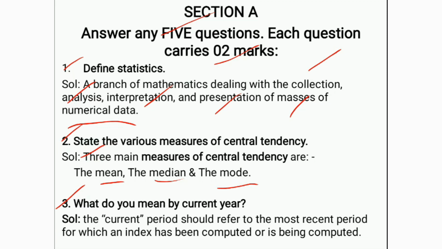This word current year is used in index numbers in statistics. The current year or the current period refers to the most recent period for which an index has been computed or is being computed. So current year is the most recent year which is used for calculating the index number. Base year is a year which is used to compare, or the base. Based on that base year, the current year will be compared. So that we call base year and current year. I hope you're clear with this. So we'll move on to the next question.